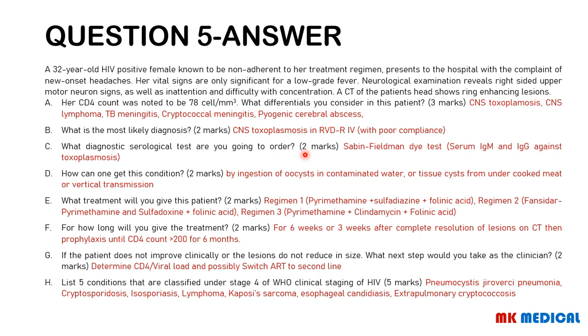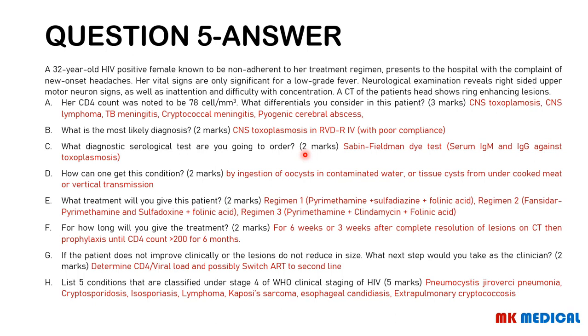Then for how long would you give the treatment? We'll give it for 6 weeks or 3 weeks after complete resolution of the lesions on the CT. Then after that, you continue with the prophylactic treatment until the CD4 count is greater than 200 cells for 6 months. Then if the patient doesn't improve, what am I going to do? I'm going to determine the CD4 count at that point, determine the viral load at that point, and then of course possibly switch them to second-line ART, because their immune system isn't really improving; they probably are resistant to the first line that they're taking because they haven't been taking it right.